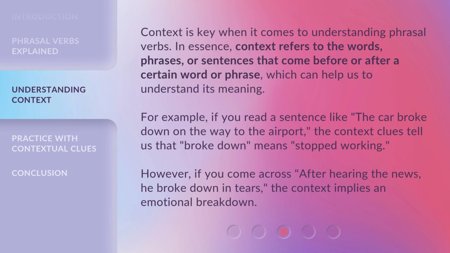Context is key when it comes to understanding phrasal verbs. In essence, context refers to the words, phrases, or sentences that come before or after a certain word or phrase, which can help us to understand its meaning. For example, if you read a sentence like, "The car broke down on the way to the airport," the context clues tell us that broke down means stopped working. However, if you come across, after hearing the news, "He broke down in tears," the context implies an emotional breakdown.